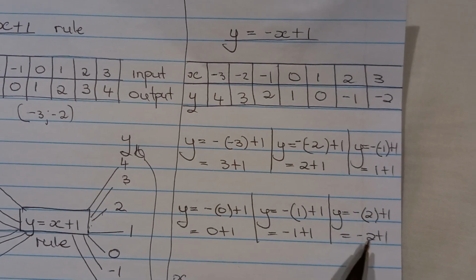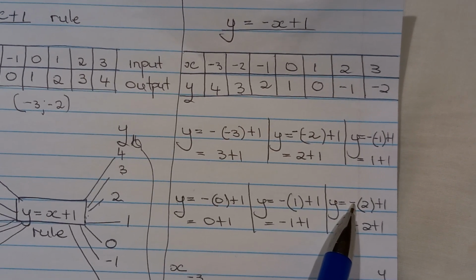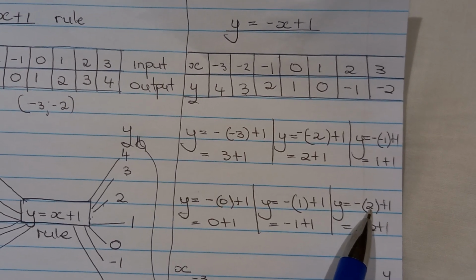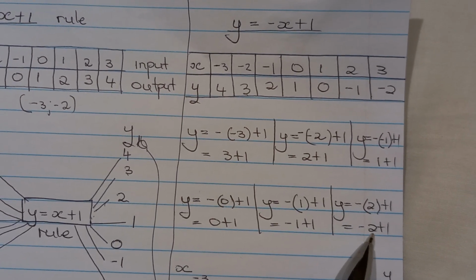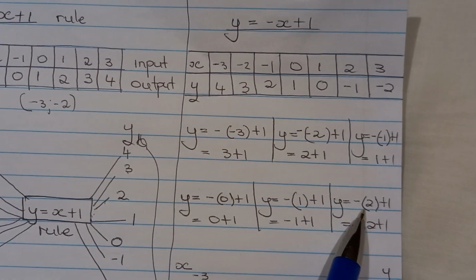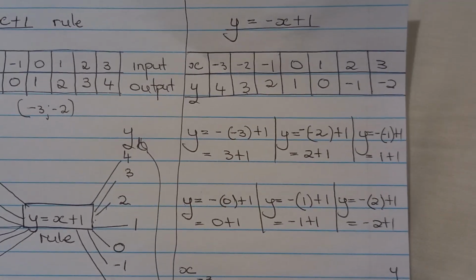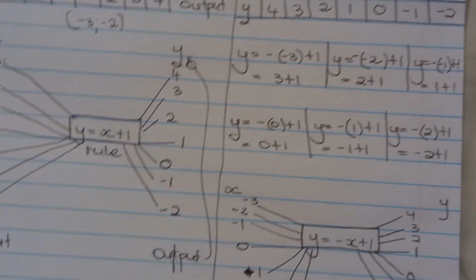Then our 2, it's that negative that comes with the rule. And then 2, which is -2 plus 1, which is -1. When you put 3 there, it's going to be -3 plus 1, which then becomes -2.